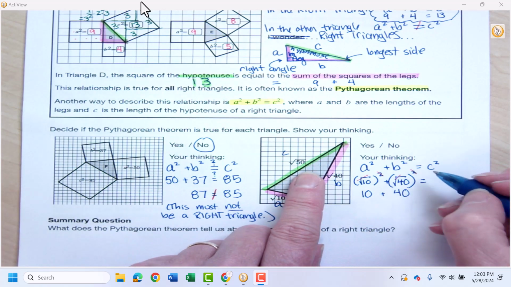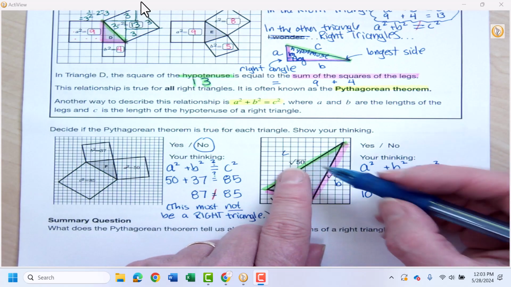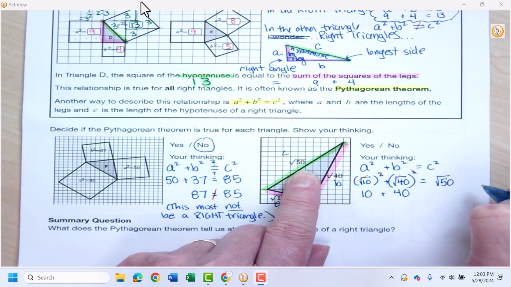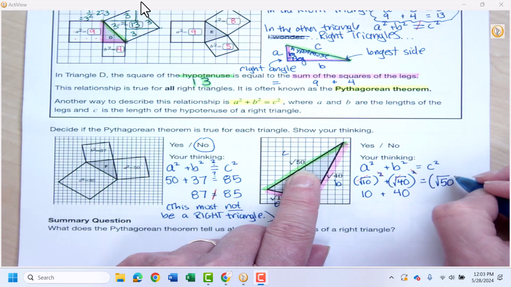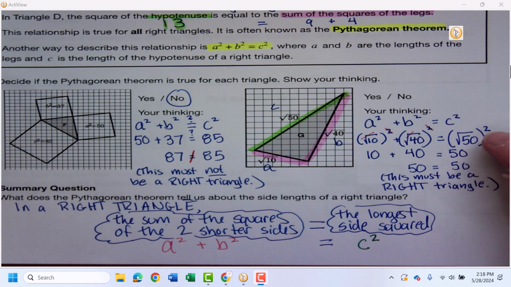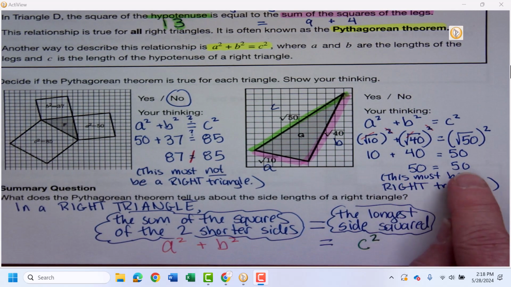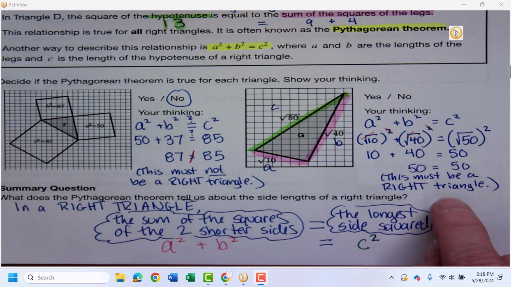Let's see if that equals C squared. Well, the value of C is the square root of 50 according to this diagram. I have to remember to square it. The square root of 50 squared should be 50. And it turns out that 10 plus 40 equals 50. And the right side of the equation was 50. So the Pythagorean theorem worked out, which must mean that this is a right triangle.